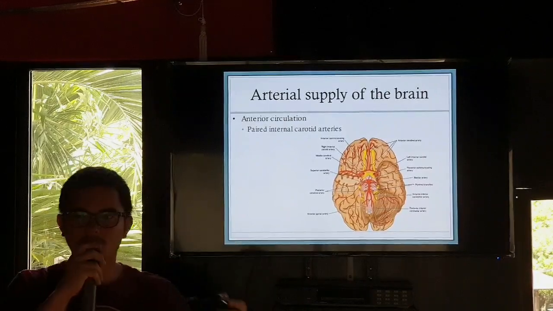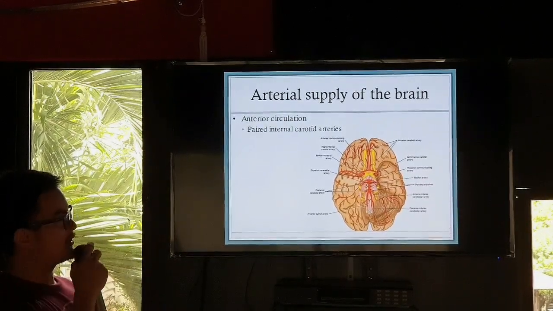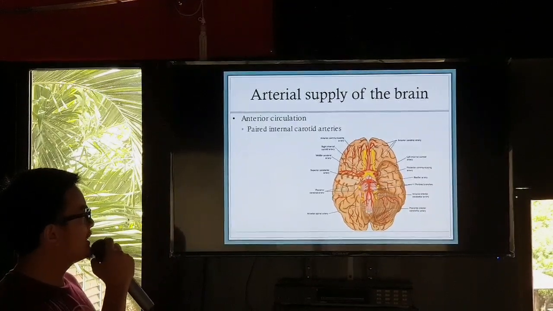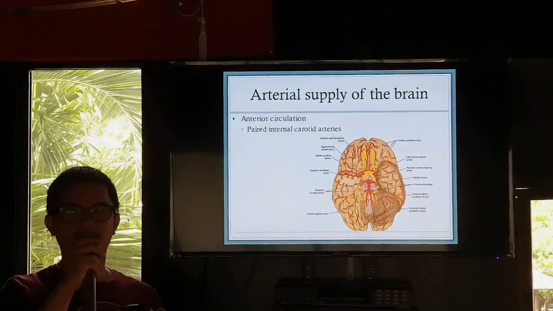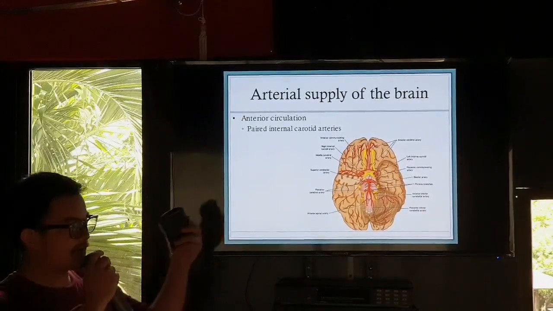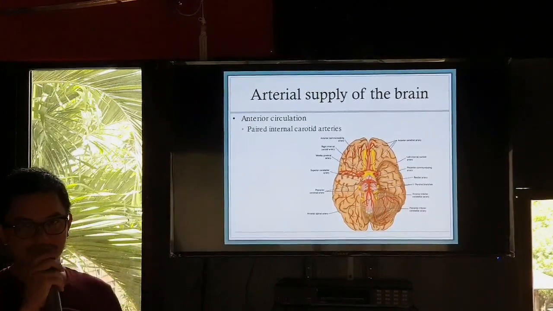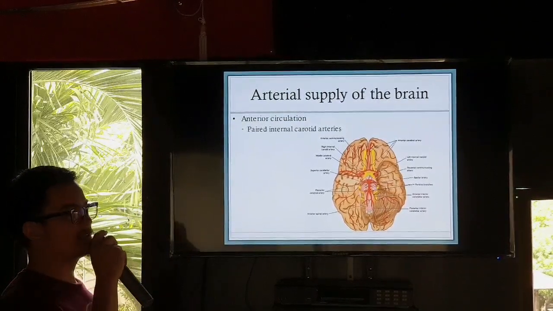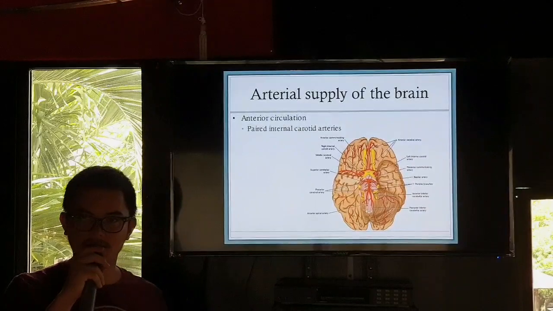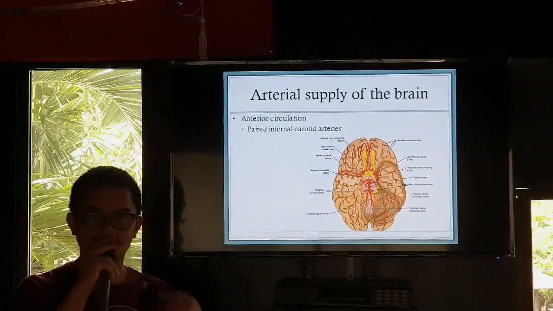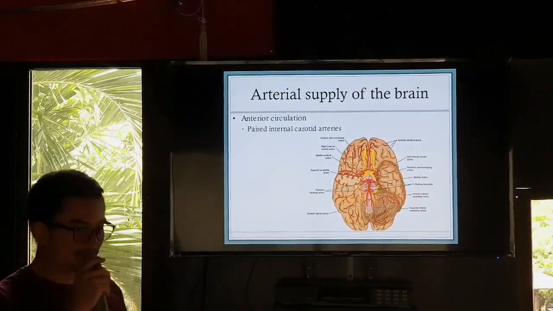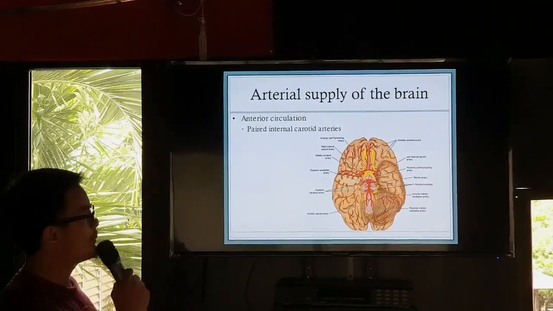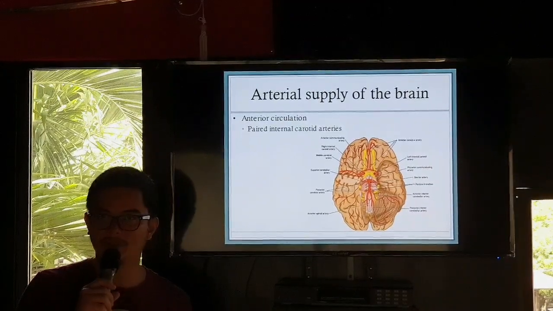Okay, so let's talk about the arterial supply of the brain. When talking about the arteries of the brain, you can divide this into two circulations: an anterior circulation and a posterior circulation. And they meet at the circle of Willis. The anterior circulation is supplied by the paired internal carotid arteries.